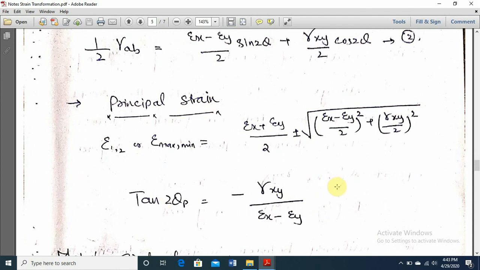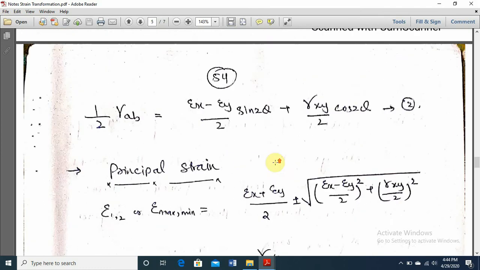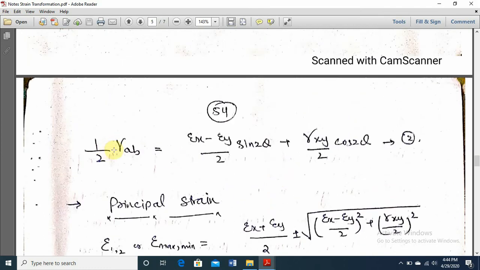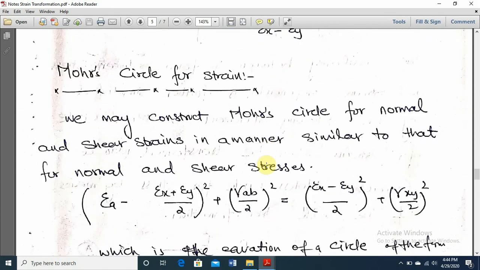The principal strain will be equal to this, and the principal plane for a strain will be given by minus gamma xy divided by (Ex minus Ey). If you remember, in case of stress, this was equal to minus 2 tau xy. As we know that this half of shear strain is equal to this formula, therefore this will become like this.